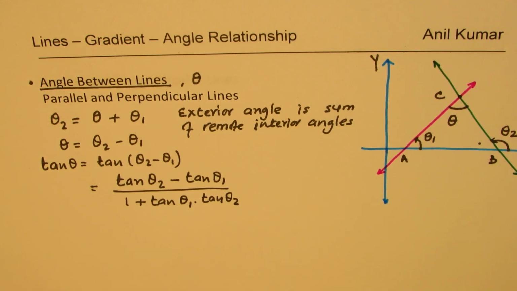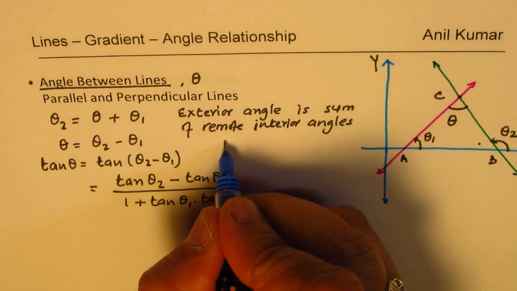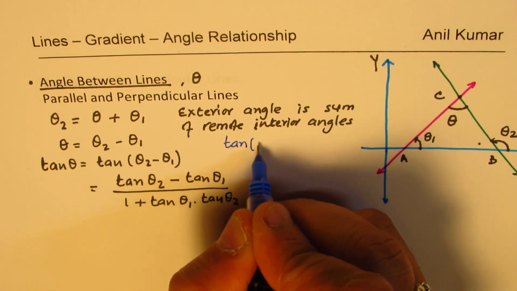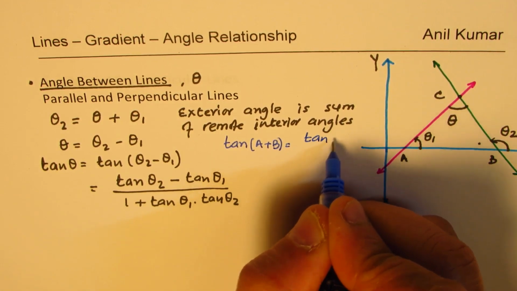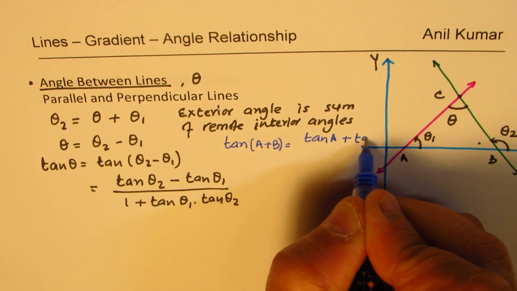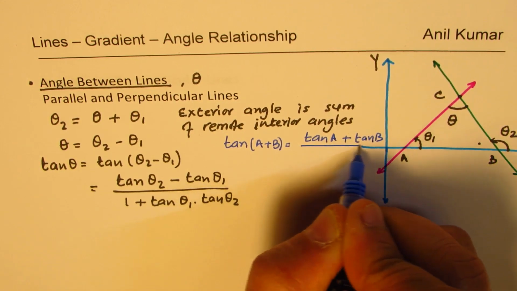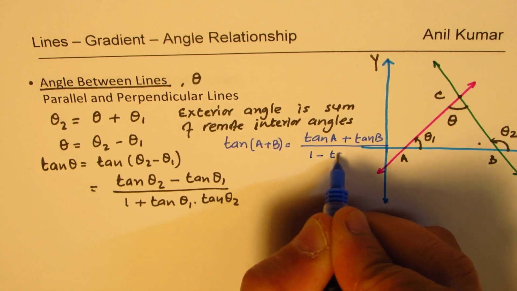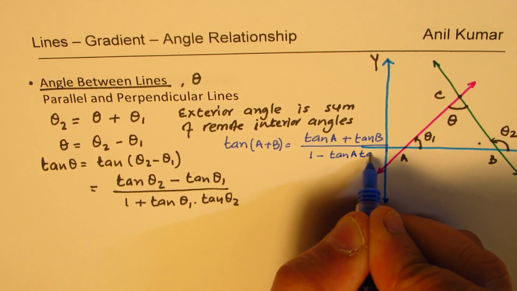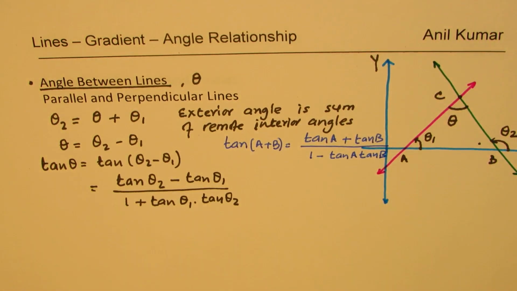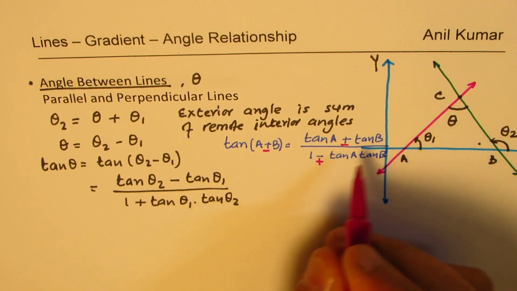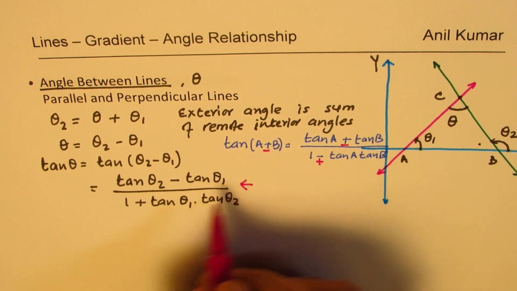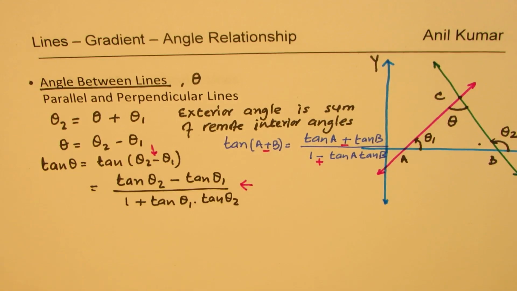Correct? So this is the trigonometric formula. Do you know what tan(A plus B) equals? So tan(A plus B) could be written as tan A plus tan B, divided by 1 minus tan A tan B. However, if you have a negative here, then the signs are like this. Is that clear? The signs we have used here, since we have a negative, correct? So that is how you could write it.